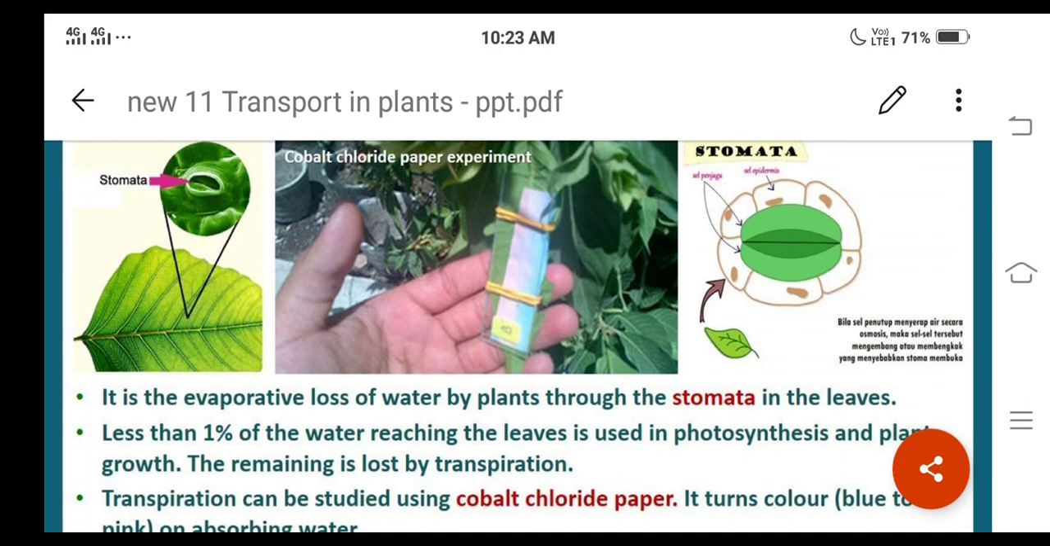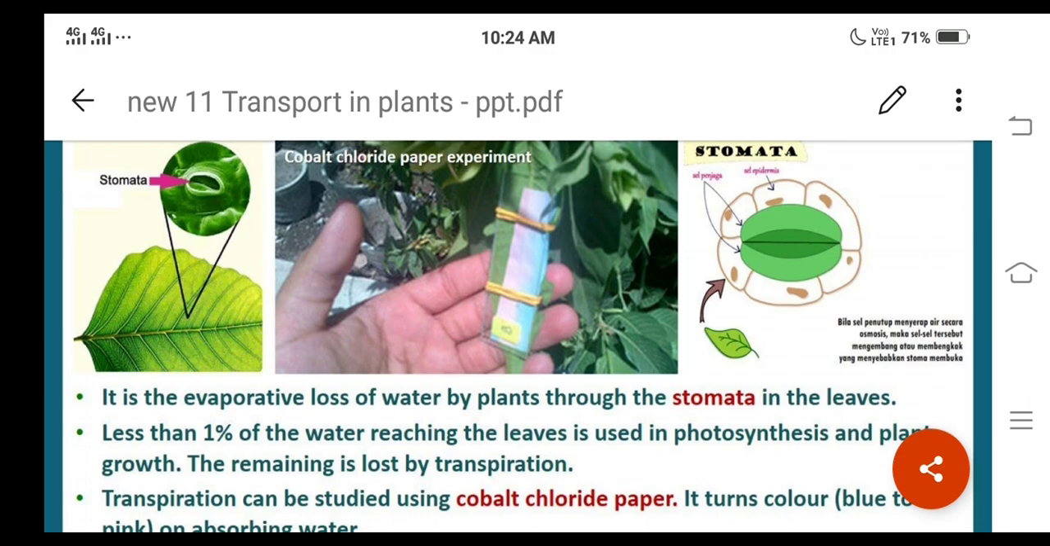After some time, due to transpiration, the color of the cobalt chloride will change. It will turn from blue to pink. Why? In case of a dicot leaf, more stomata will be present, so on the lower surface of the leaf the color of the cobalt chloride will change, turning from blue to pink.